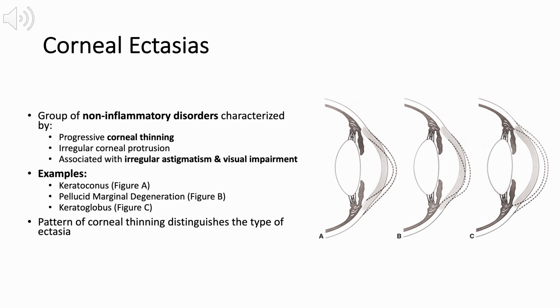Corneal ectasias are a group of non-inflammatory disorders characterized by progressive corneal thinning and irregular corneal protrusion, which leads to irregular astigmatism and visual impairment. The main examples include keratoconus, pellucid marginal degeneration, and keratoglobus. What differentiates these conditions is the specific pattern of corneal thinning, which ultimately defines the clinical features, the disease course, and the appropriate management approach.